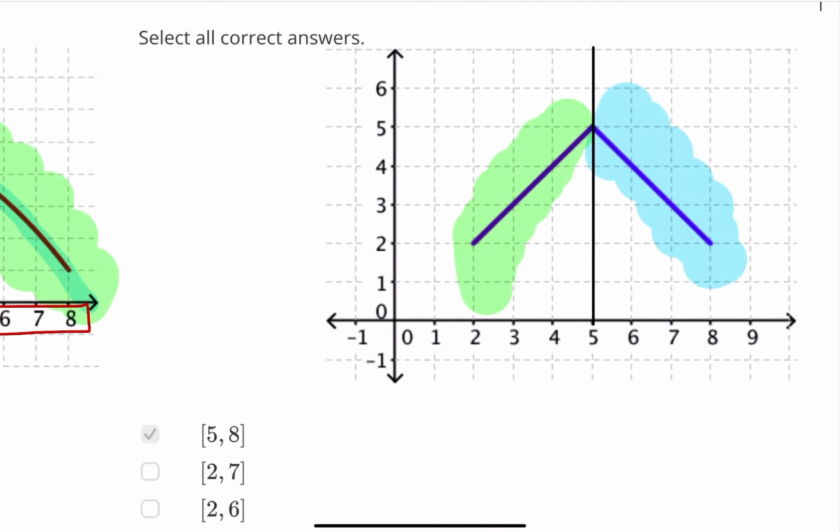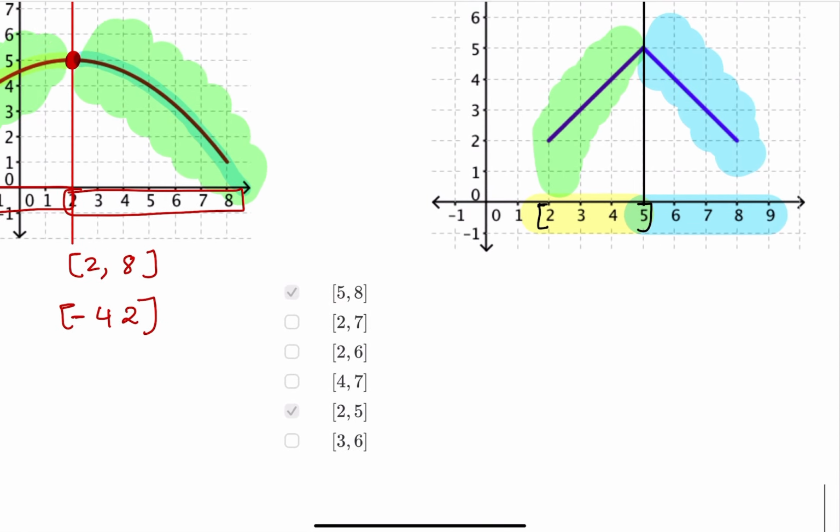My domain is from 2 to 5, right? You see that? It's 2 to 5. Or when I'm using the right hand side, the domain is 5 to 9. And as you can see, oh, that's 8, sorry. 5 to 8. The function stops at 8. So it's 5 to 8 or 2 to 5.